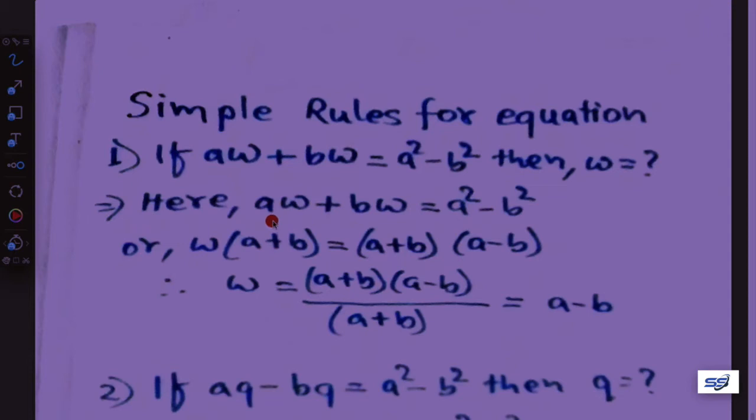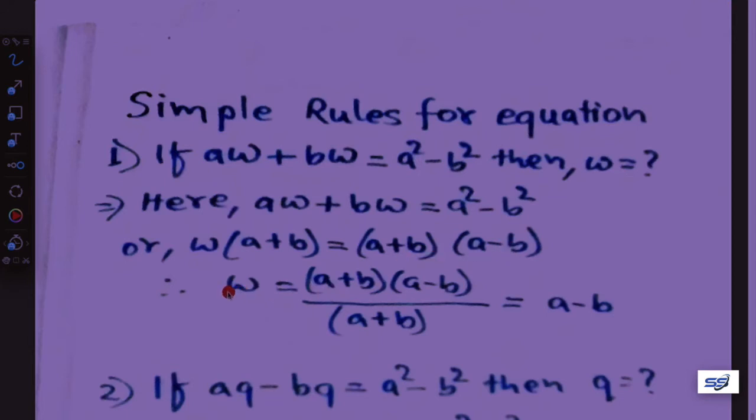Here comes the solution. Here aw plus bw equals a square minus b square, or w times a plus b. Here w is taken common from both, and the rest is a plus b, equal to a plus b times a minus b. Here a square minus b square comes in the formula a plus b times a minus b. As per the formula, we have expanded this.